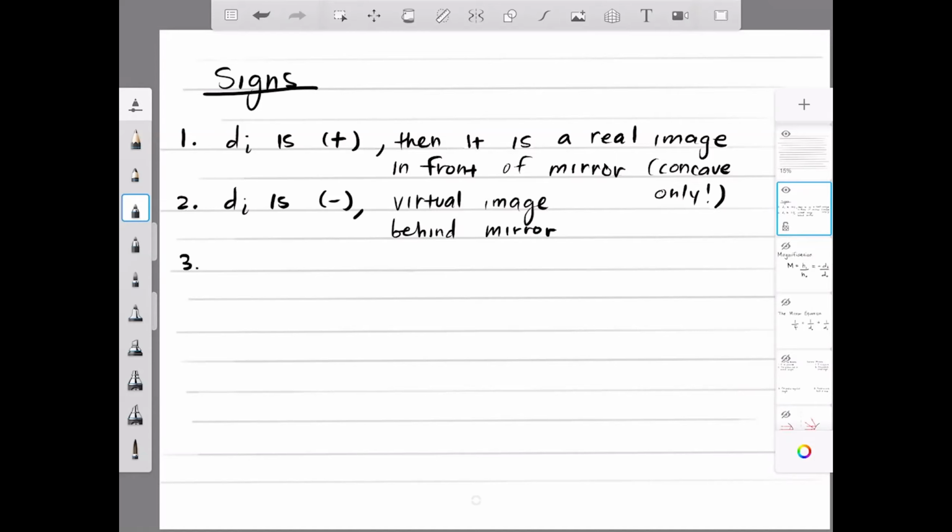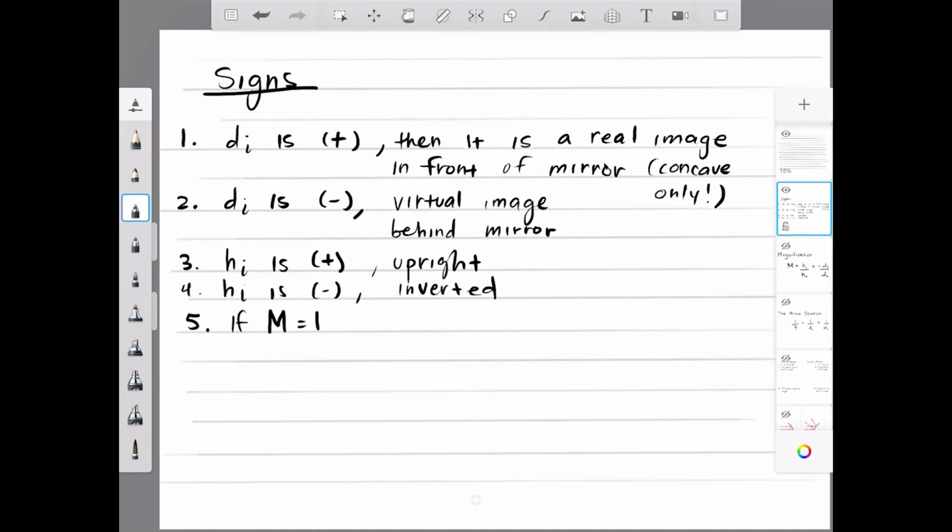Number 3, if hI is positive, it's upright. Number 4, if hI is negative, it's inverted. Now about the magnification. If magnification equals 1, image height is equal to object height. That means both things are going to be the same size, or appear to be the same size.